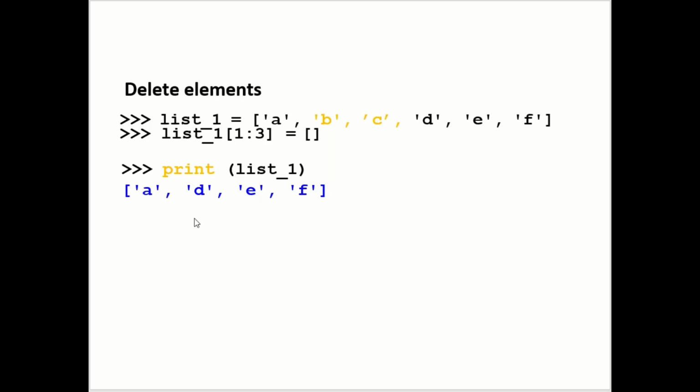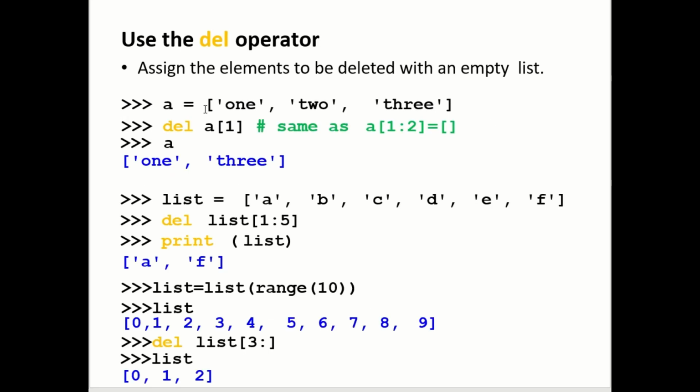How to delete elements from the list. One way to do that is to reference the index locations of the elements you want to remove and assign them merely an empty list. You can also use the del for delete operator. You assign the elements you want deleted within the list. So if A is a 3-element list with the strings 1, 2, 3 spelled out, you can del A 1 index, and then if you print out A, it's gone. The list becomes a 2-element list with just 1 and 3.